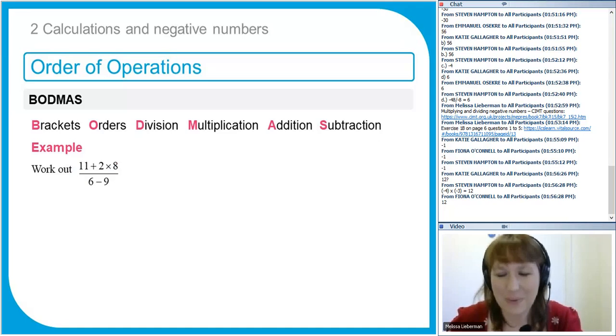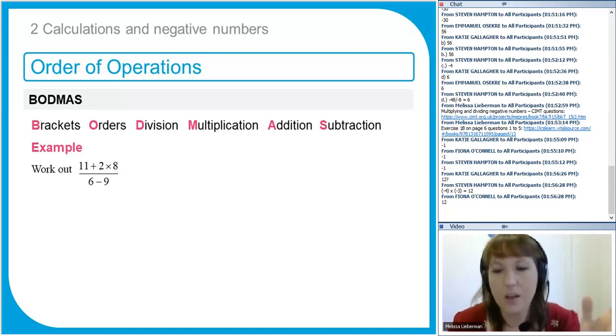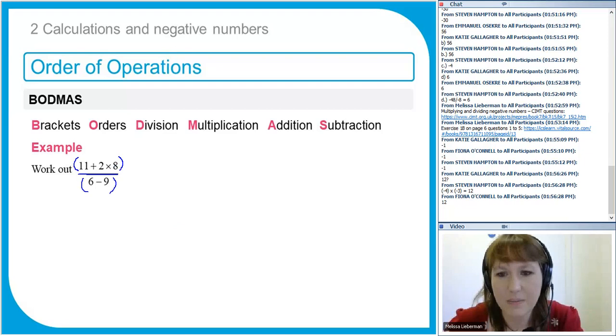Good. And here's another one. I've got a few more, see if I've got time. How about this one? Now this one looks a little bit different because we've got a dividing line here. Just so you know, when you have a dividing line like this, work out what's on the top, work out what's on the bottom, and then divide as the very last step. It's as if this dividing line works like brackets. So we work out what's on the top, work out what's on the bottom, and then divide in the last step. Does that make sense?